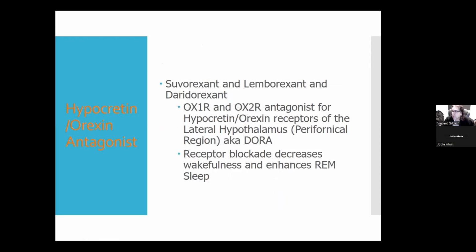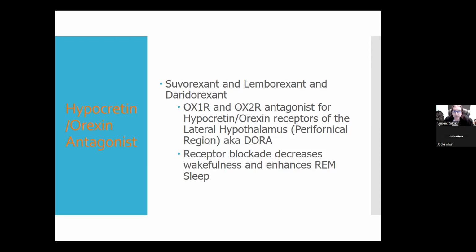Then you have some of your wake-off drugs here. That's the orexin antagonists: suvorexant, lemborexant, and, introduced earlier this year, daridorexant. They are basically antagonists of the OX1 and the OX2 receptors, and they trick people into thinking that they have narcolepsy. It's an easy way for me to remember it.